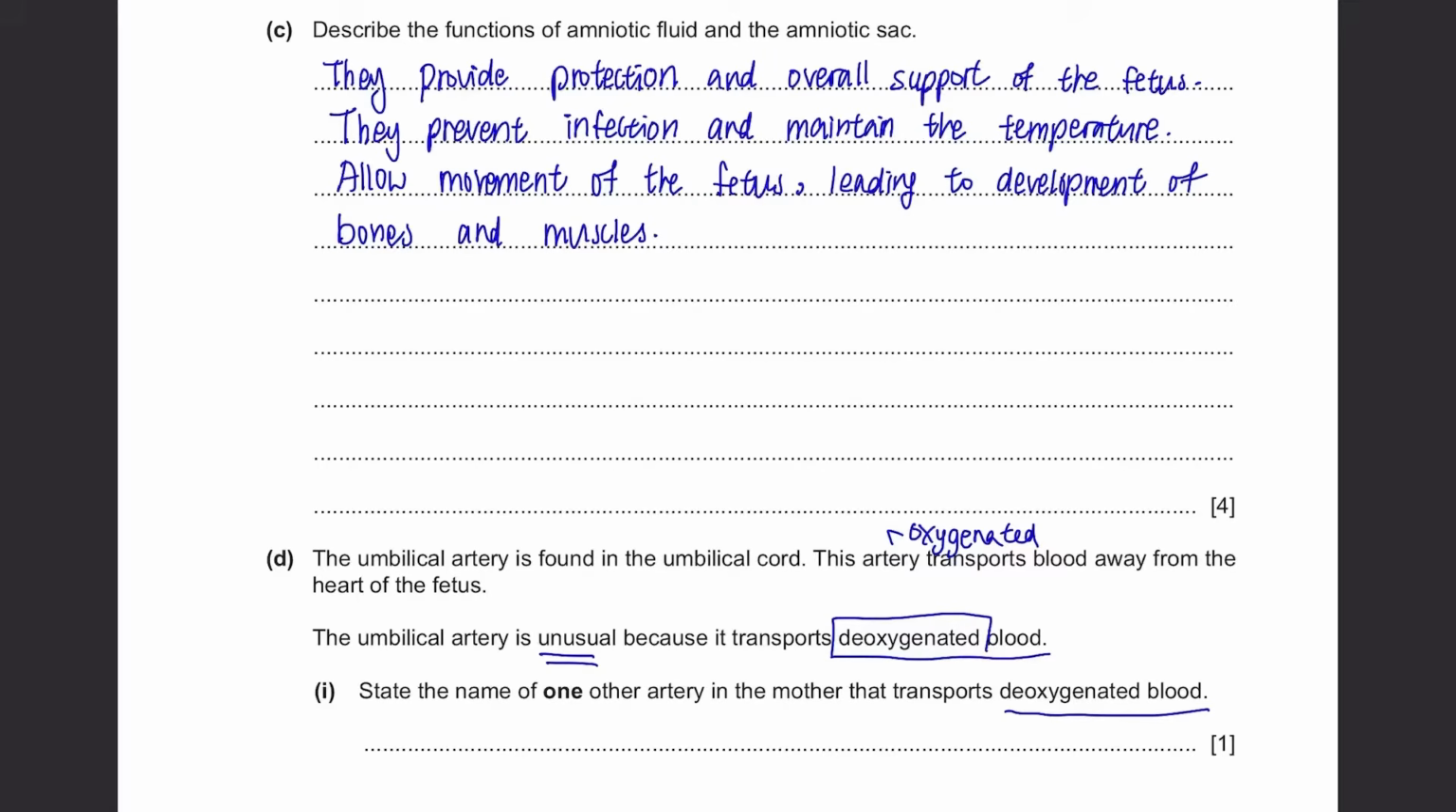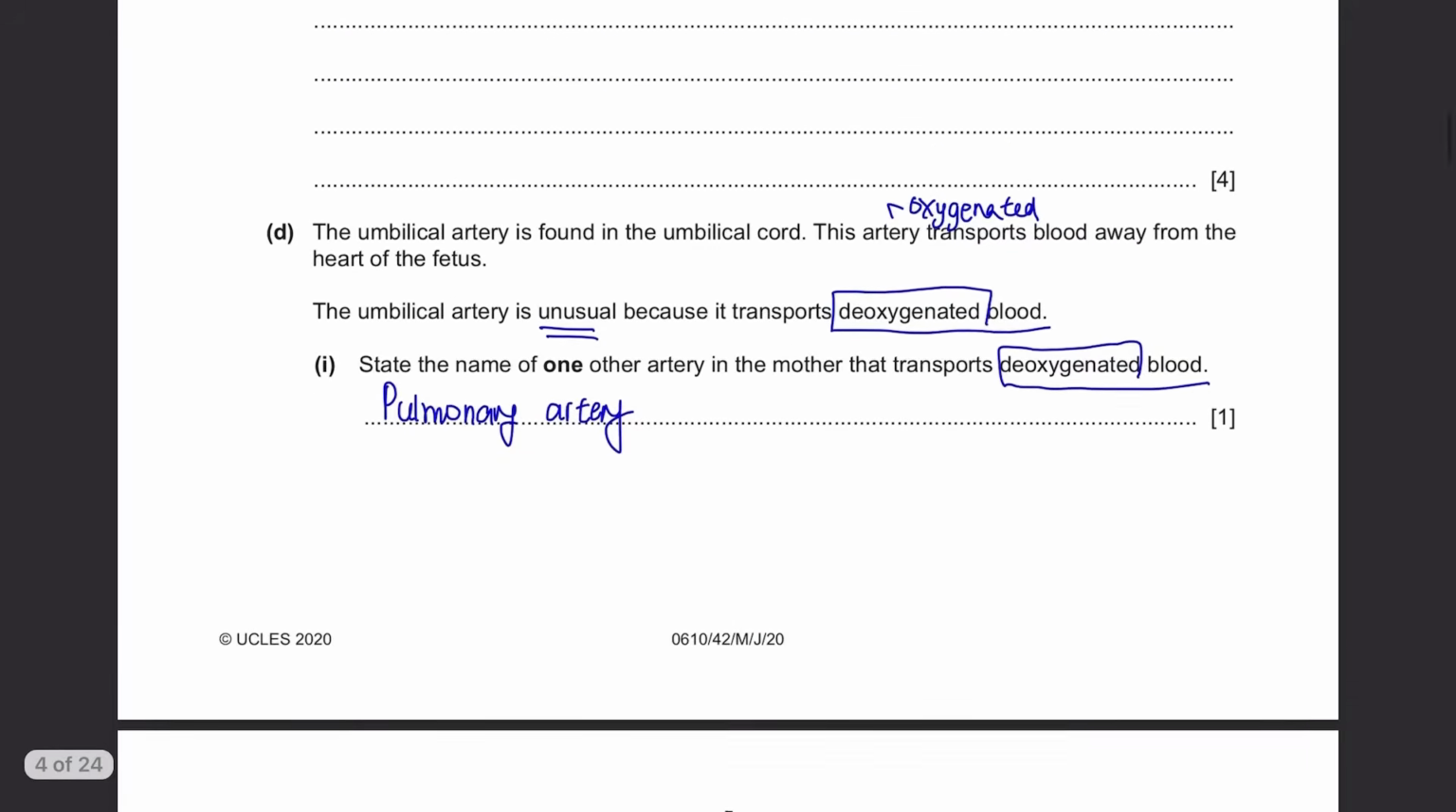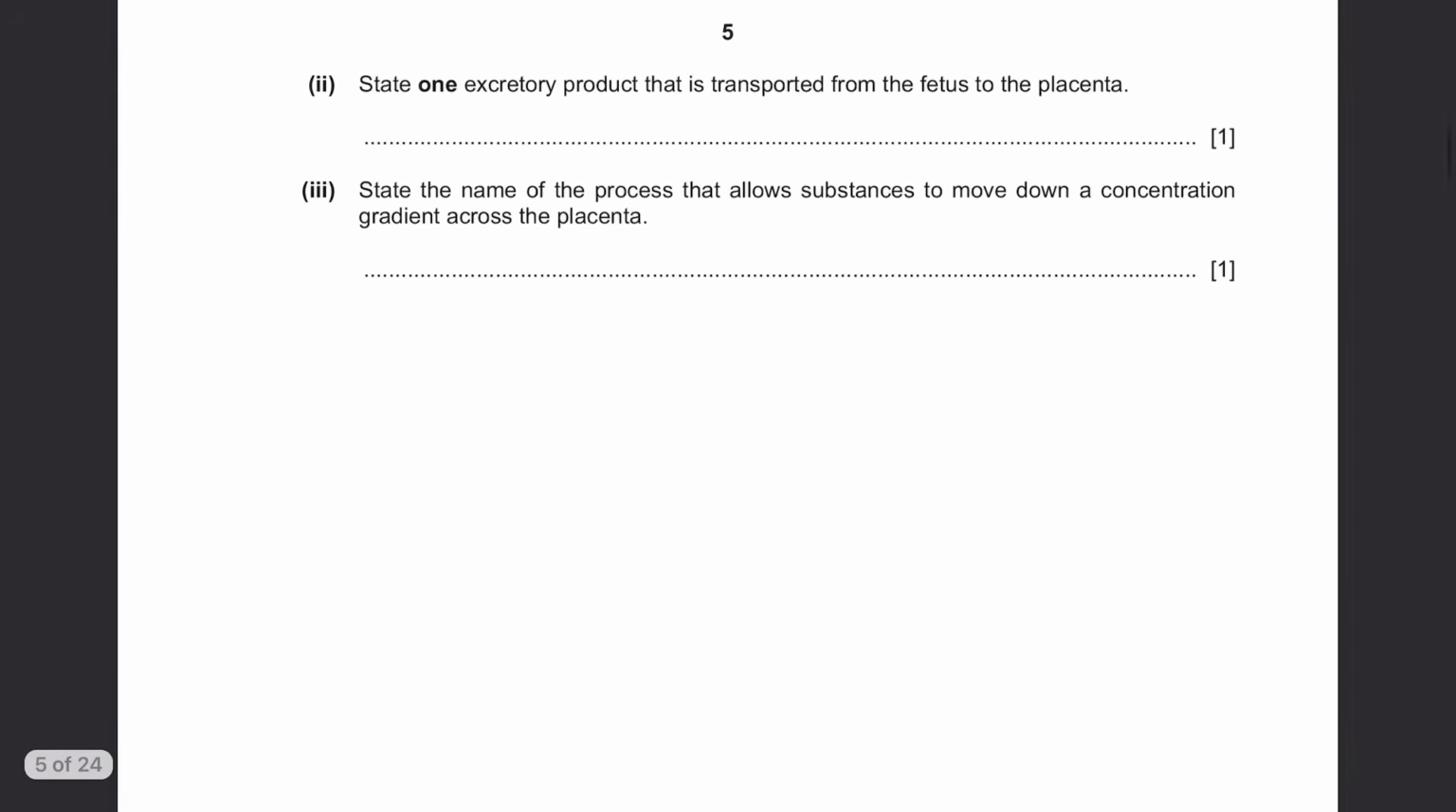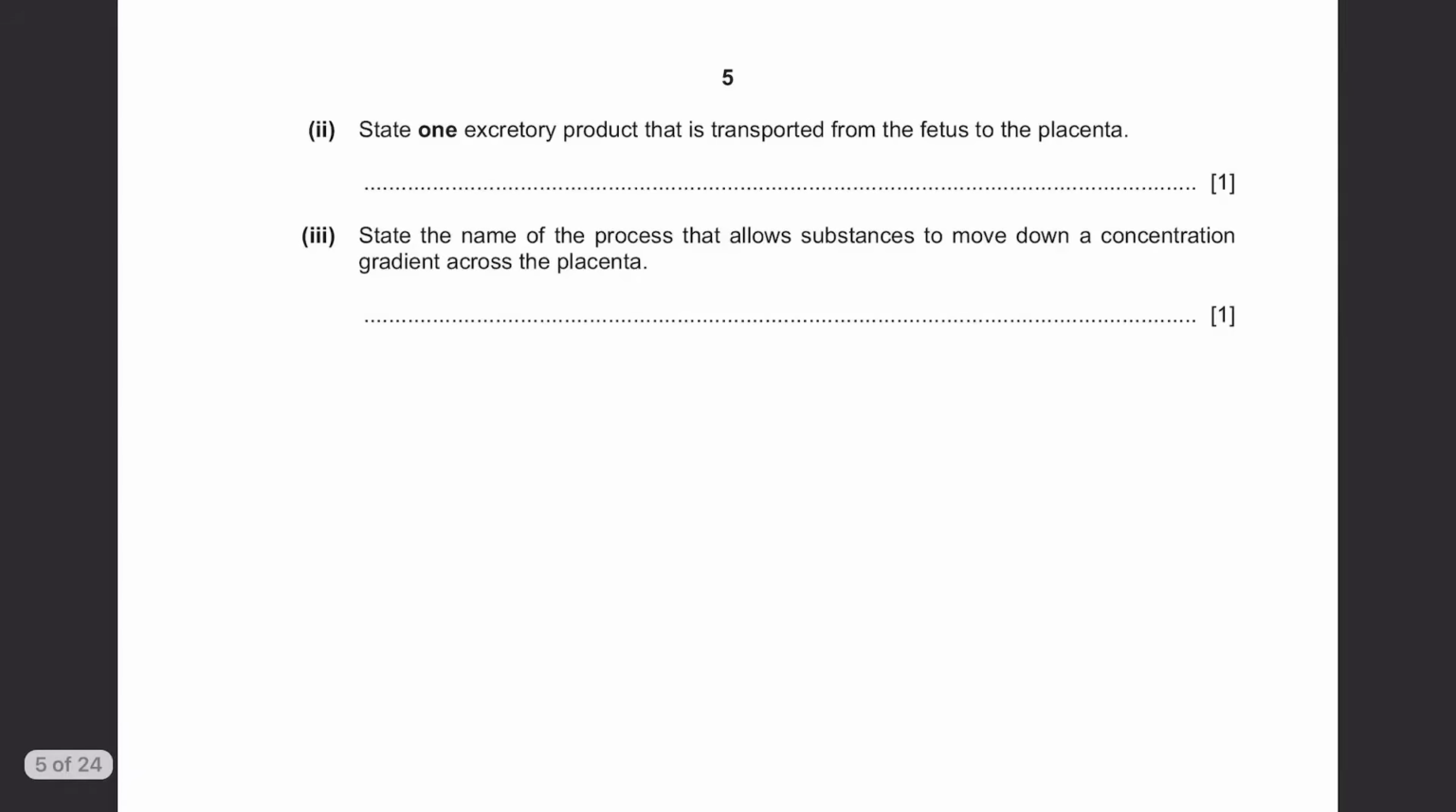There is one more artery like the umbilical artery which transports the deoxygenated blood, and that is pulmonary artery. State 1 excretory product that is transported from the fetus to the placenta. Fetus cannot go through excretion by itself, so it needs to transport it to the placenta to be excreted by mother. The excretory product can be carbon dioxide or urea.